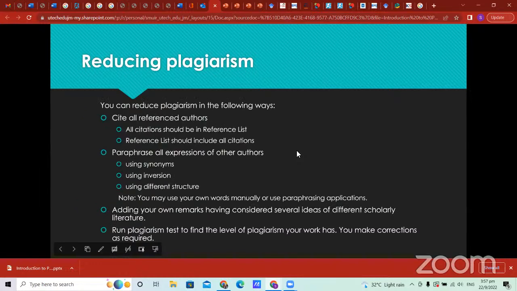There. So you want to reduce plagiarism, cite all reference authors. So all the citations should be in the reference list, as you know. The reference list should include all citations. You're going to paraphrase all expressions of authors where possible. You're going to have very few direct quotes.